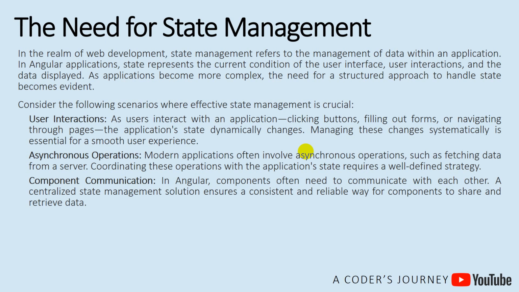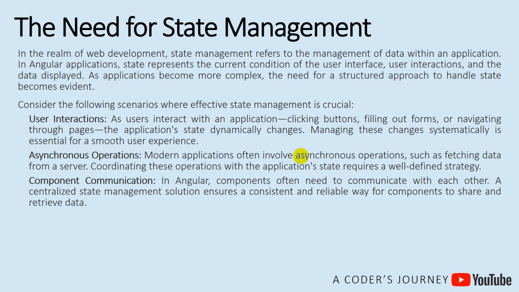So these are the three most important scenarios, in my opinion, why we need an efficient approach to state management. One more time, user interactions. We talked about the fact that users interact with our applications all the time by visiting different pages, by clicking on buttons, by filling out forms. If we want to manage these dynamic changes that occur based on the interactions of the user, we need a robust strategy for our state management.